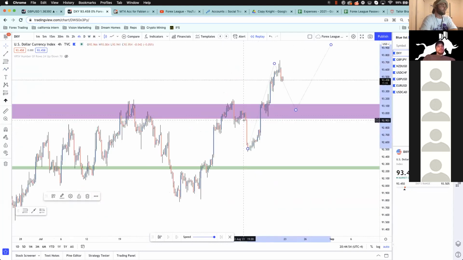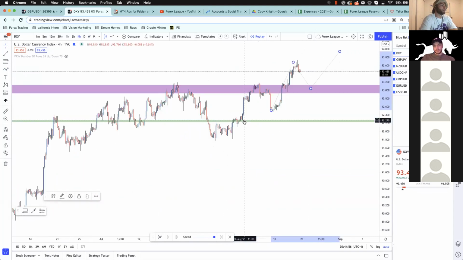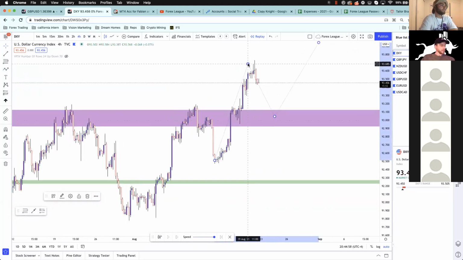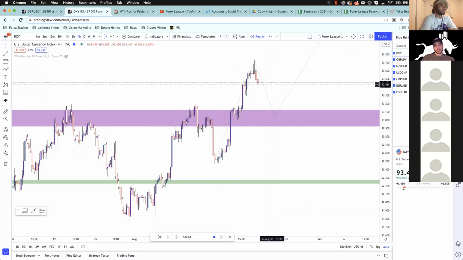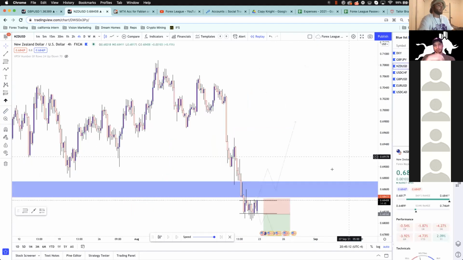This thing has been respecting 93, finding support at 93 for the past year. So I'm looking at 93 as a key level. As you can see, it has a lot of room to push down right now. It could push down about 0.5%, 40 pips. And if this thing pushes down, what that means is we'll probably get NU pushing up.